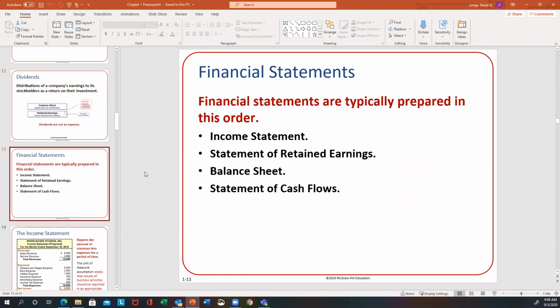All right. In terms of the order, this is very similar to what you did in applied accounting. Income statement's the first one. Statement of retained earnings, which in applied accounting we just called your equity statement, owner's equity, but now we're calling it the statement of retained earnings. That's number 2. And then the balance sheet will be number 3. And then the new one we'll be doing in this chapter will be called the statement of cash flows.